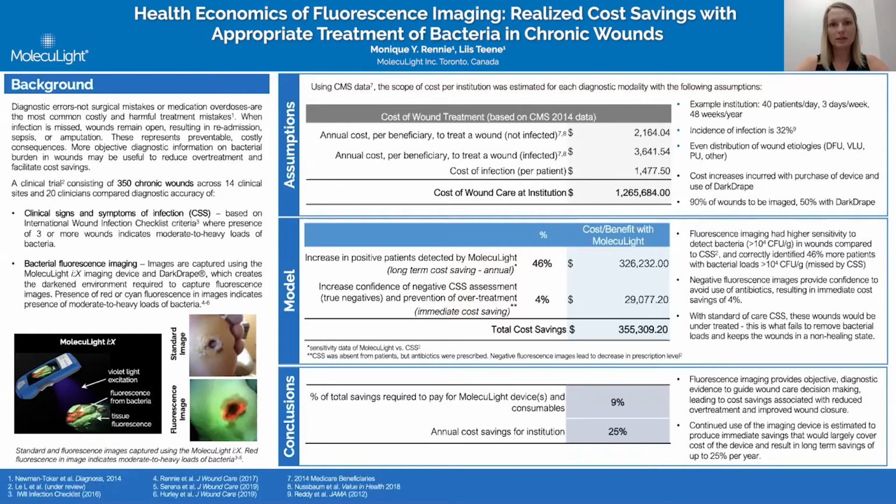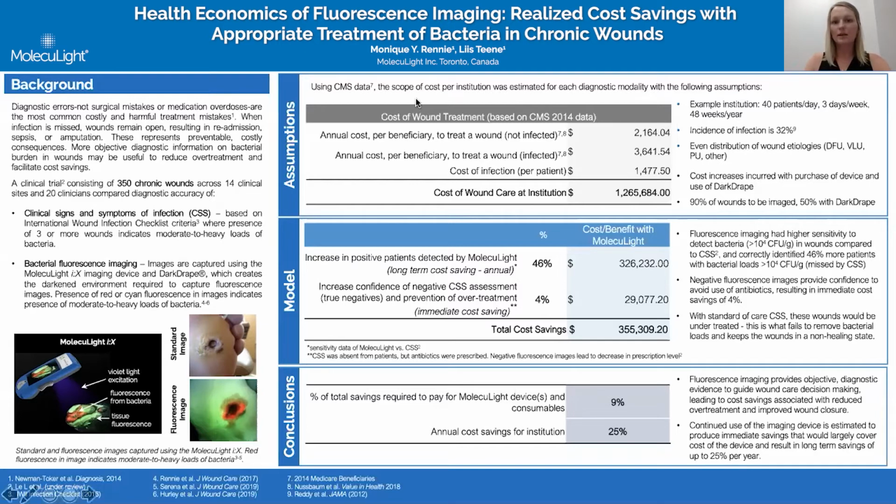The diagnosis of infection was made using the standard of care, clinical signs and symptoms, and also fluorescence imaging. A gold standard biopsy was used to determine the diagnostic accuracy of both methods. We then used CMS data from 2014 to model the cost of wound care in an example institution.